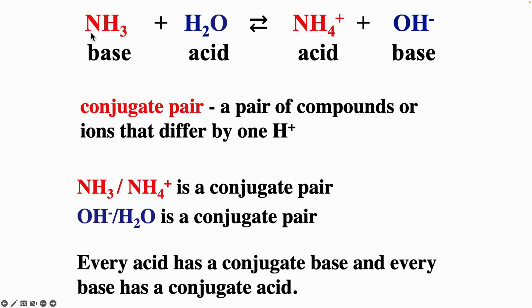Now if we look at the ammonia and the ammonium ion, that's a conjugate pair. Conjugate pairs differ by one hydrogen ion. So if we take ammonia and add a hydrogen ion, that gives us the ammonium ion. If we take water and remove a hydrogen ion, that gives us hydroxide, and so that's another conjugate acid-base pair.